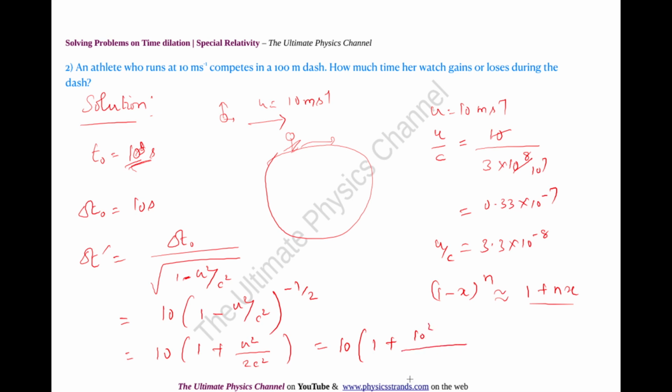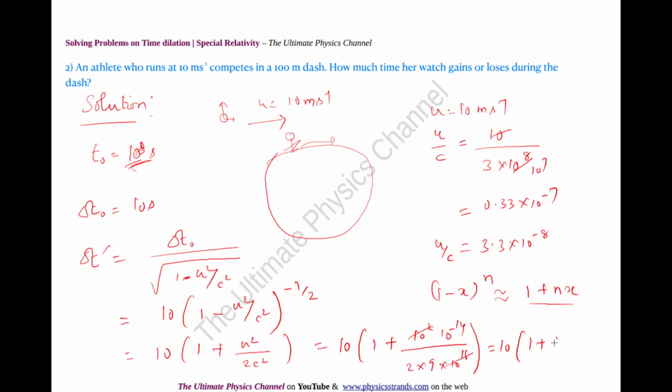And then in the denominator, we would have 2c squared. So 2 into 9 into 10 power 16, because we have c as 3 into 10 power 8. c squared is 9 into 10 power 16. So that is equal to 10 into 1 plus 1 by 18 into 10 power minus 14. This 10 cancels, so 10 power minus 14 comes to the numerator. This is 1 over 2 into 9, that is 1 over 18.